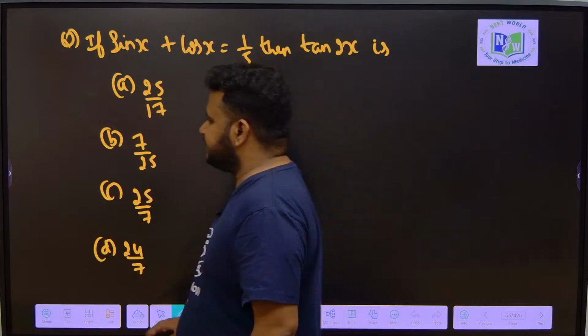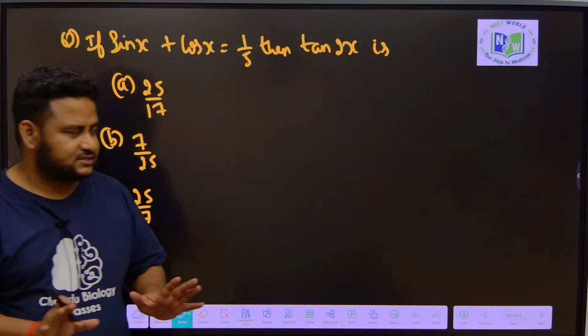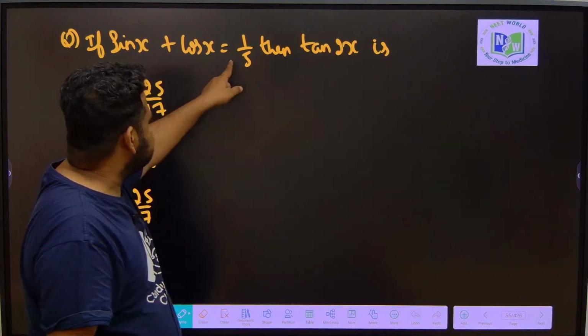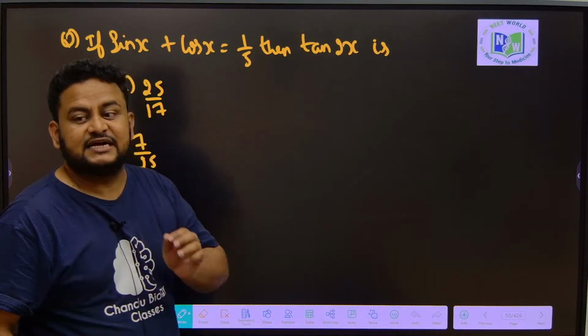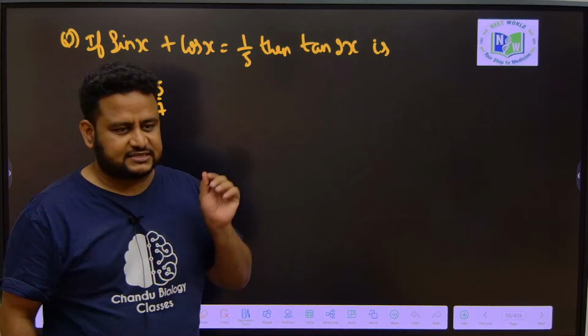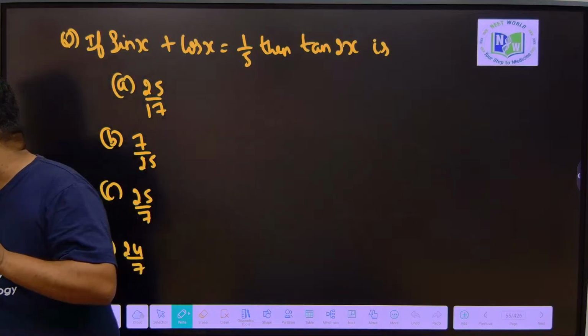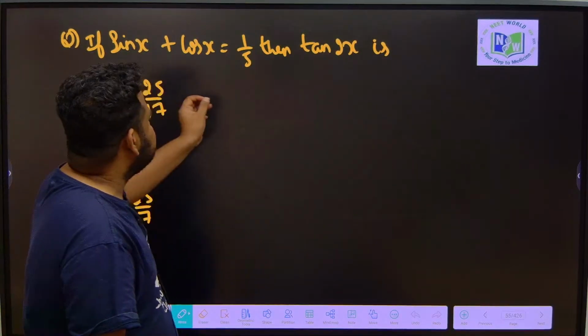Okay. Observe this question. They have given sin x plus cos x is equal to 1 by 5. Then they are asking us tan 2x. Sin x plus cos x is equal to 1 by 5. They are asking us what? They are asking us tan 2x.